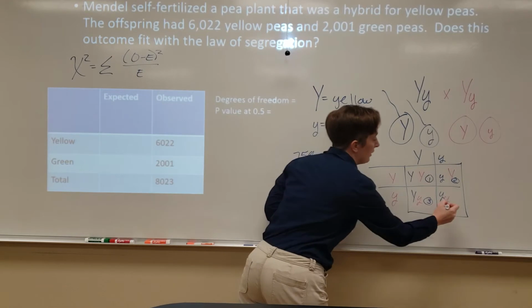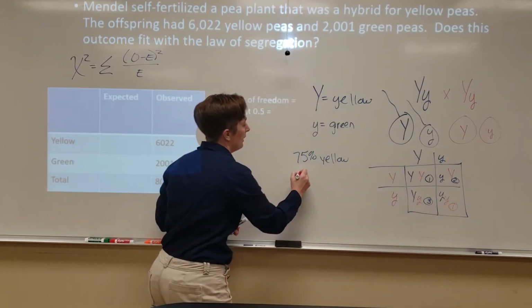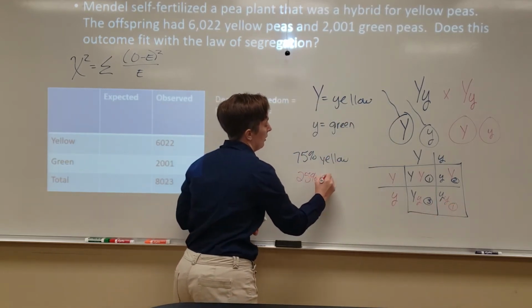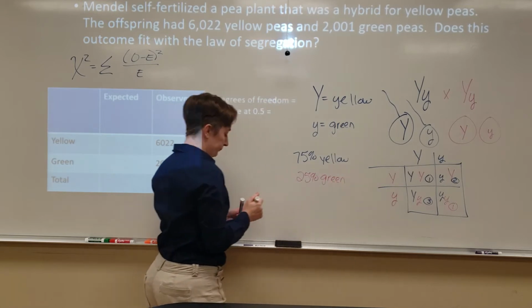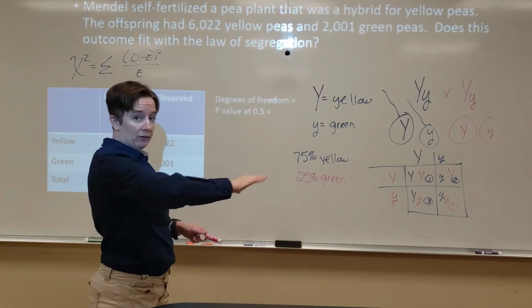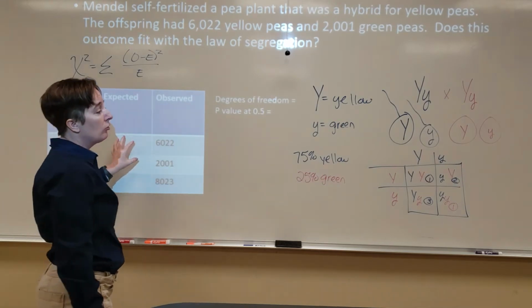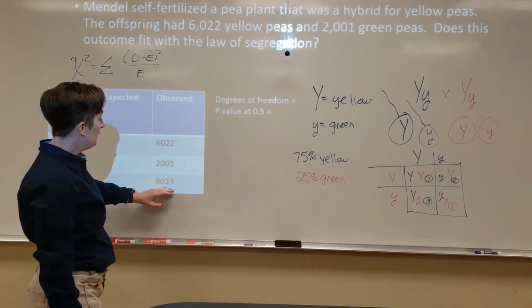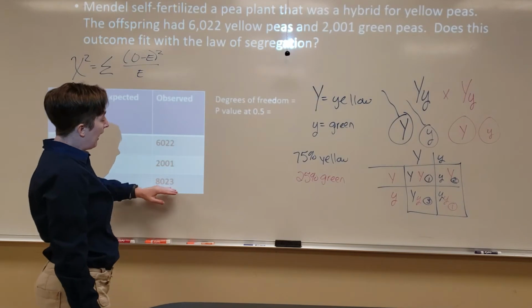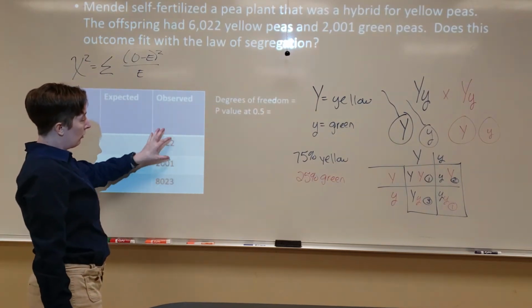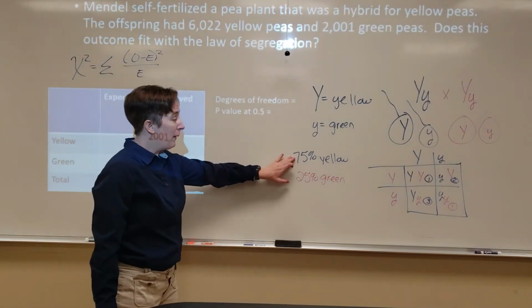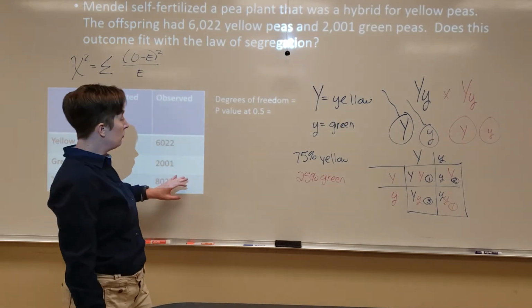And then we've got this one over here that's green, so we have 25% expected to be green. All of that was to help us figure out what we're going to put over here in the expected column. And so the next step is we have to do math based on this total that we have. Out of this number that Mendel had actually bred, we expect 75% of those to actually be yellow.